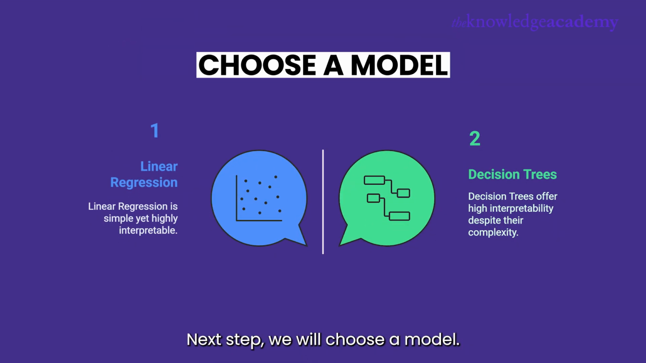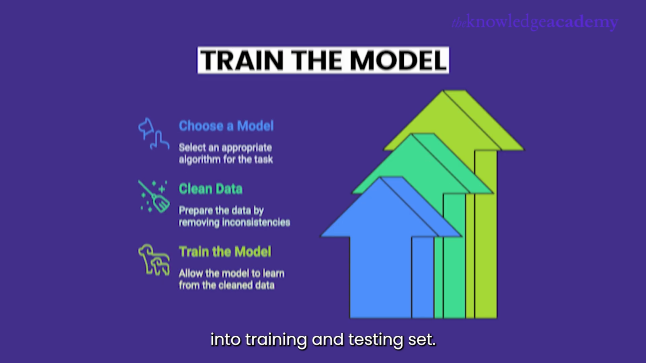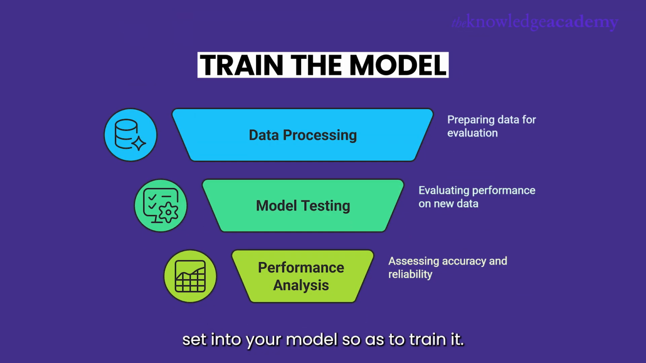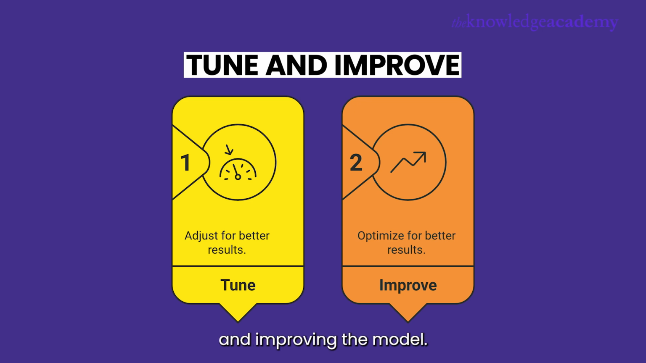Next step, we will choose a model. Pick an algorithm like decision trees or linear regression. Then we will train the model by splitting the clean data into training and testing set, then passing the training set into your model, so as to train it. Now after training we will test the model. Here we will first test the model on the test set, which we kept while splitting, and make predictions with it to check accuracy. If the accuracy is up to the mark, then you can test it on new data as well. After this we move to tuning and improving the model.